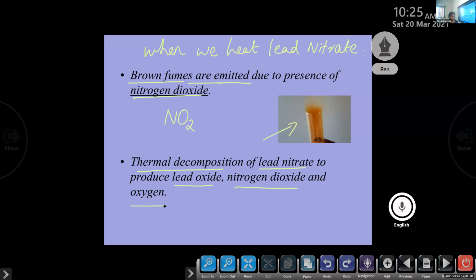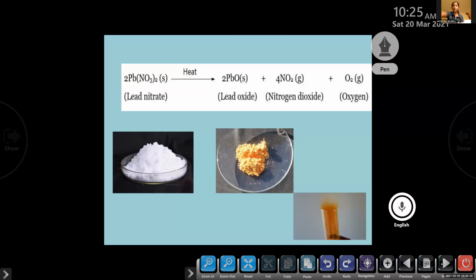Gerlin, can you read the slide? Yes, ma'am. Brown fumes are emitted due to the presence of nitrogen dioxide. Thermal decomposition of lead nitrate produces lead oxide, nitrogen dioxide, and oxygen. Okay. Shall I move to the next one? Yes, ma'am. Okay. And this is the reaction that takes place in the decomposition of lead nitrate.